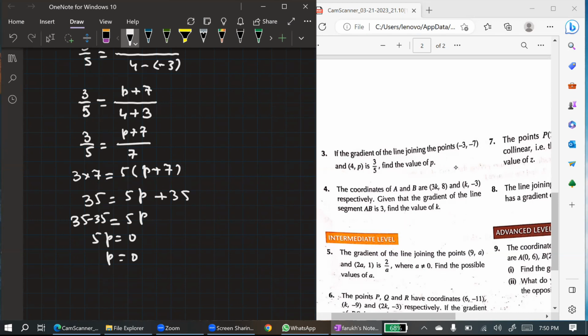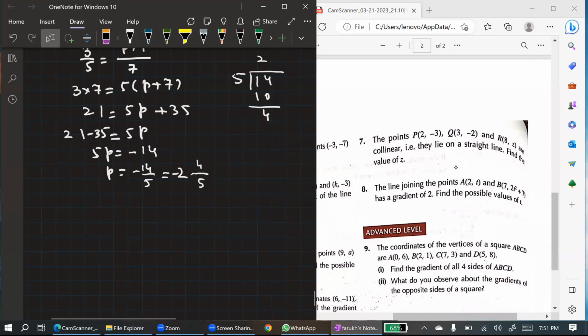So 7 times 3, 21. 21 minus 35 is equal to minus 14. Minus 14 over 5 is the value of p. We can write this one in mixed form, and this one is negative 2 whole number 4 over 5. Is there any confusion?